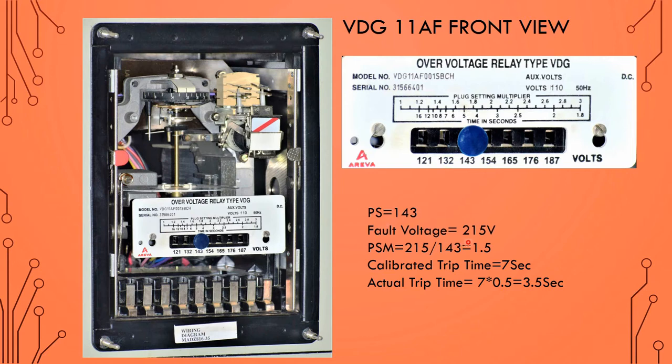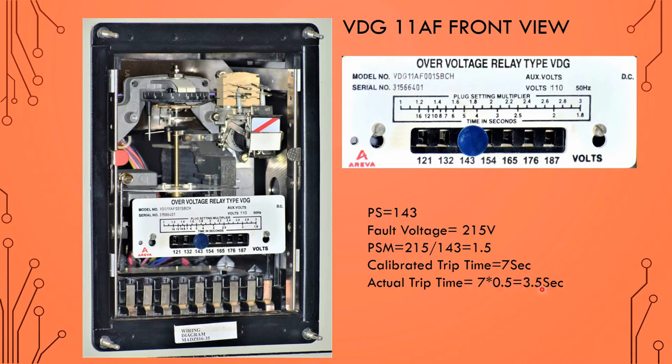So let us say we are applying a fault voltage of 215 volt. Then what will be the clock setting multiplier? It will be 215, that is the fault voltage, divided by 143, that is the clock setting, which comes to 1.5. And as you can see, if the clock setting multiplier is 1.5, then the calibrated trip time or operating time is 7 seconds. Then what will be the actual operating time? Actual operating time will be 7 into the time setting multiplier given here. Right now it is adjusted to 0.5, so we multiply 7 into 0.5, that is 3.5 seconds.